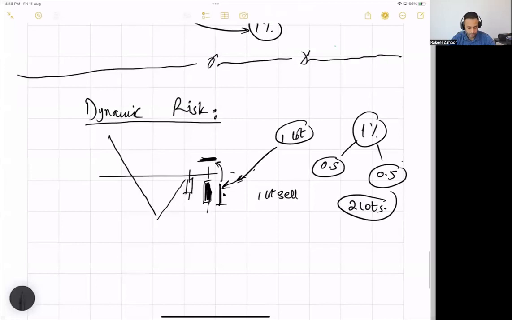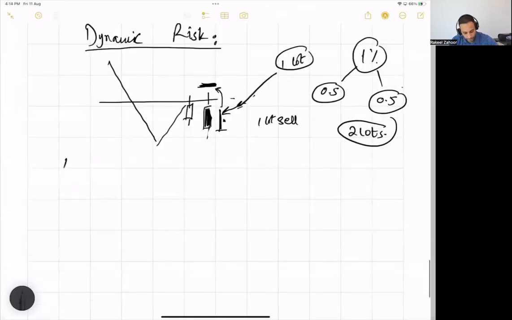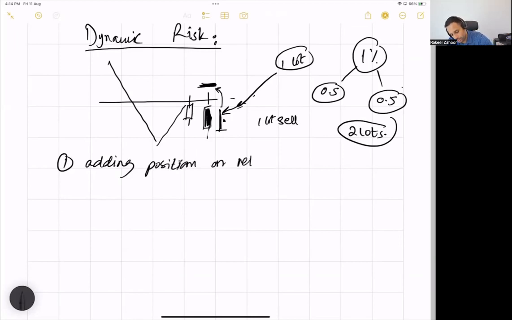So there are two scenarios. Scenario number one is adding position on retracement. This is where you lose full risk, right?